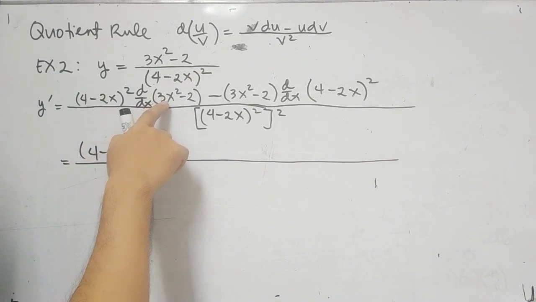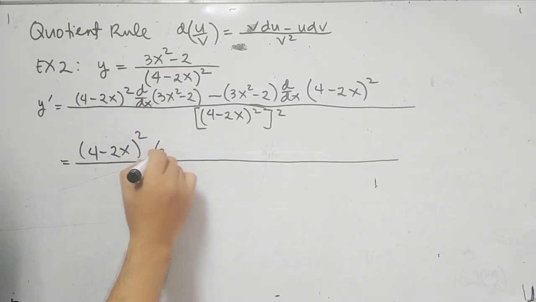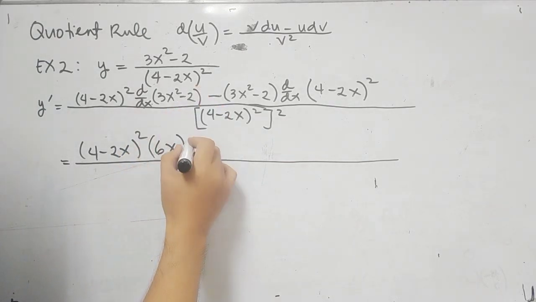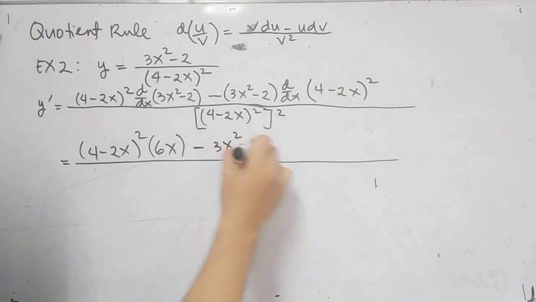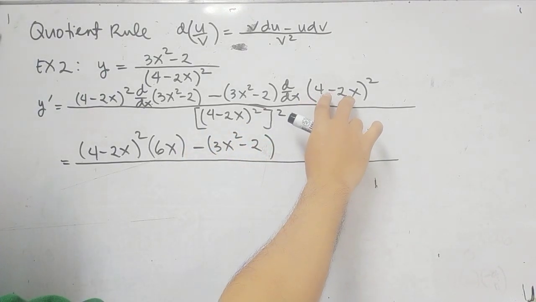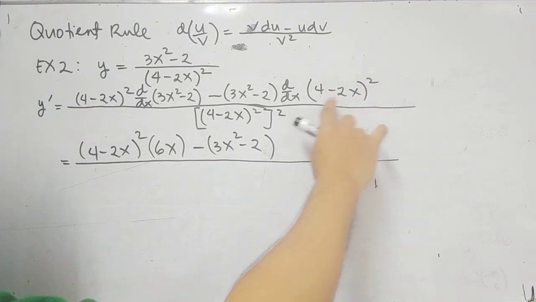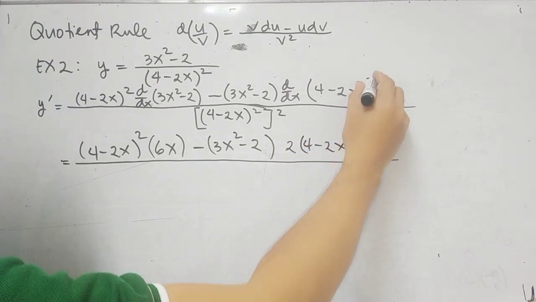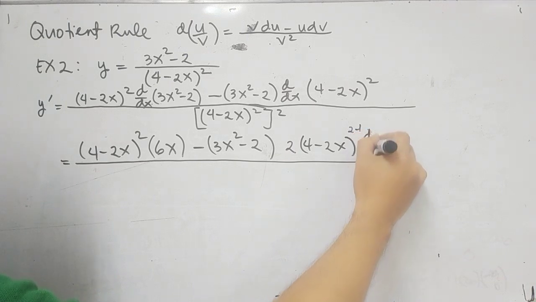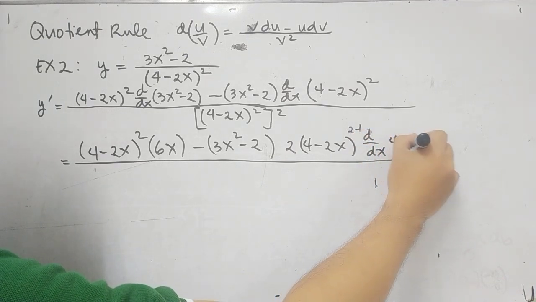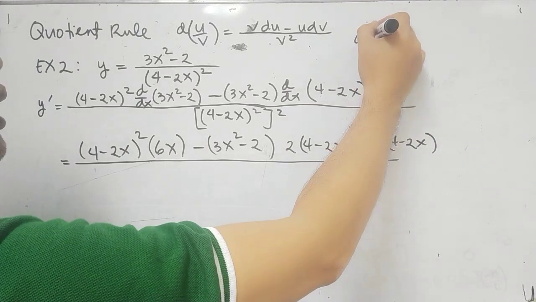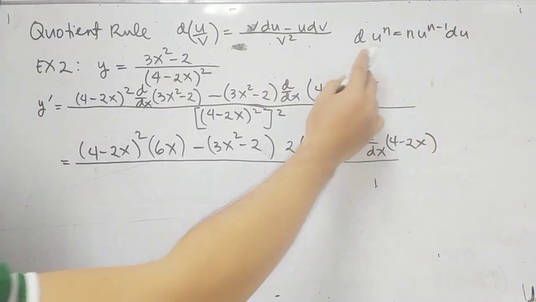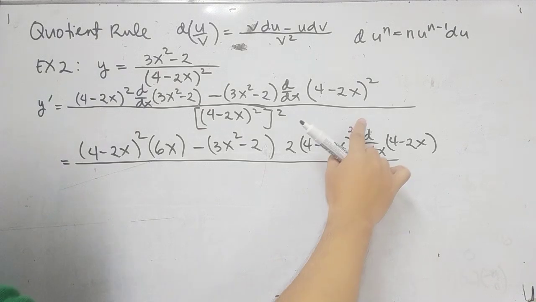And then the derivative of 3x squared, that is equivalent to 6x. Derivative of 2 equals 0. So we will just write 6x minus 3x squared minus 2. And then this one, this is derivative of u to the n. So we'll write first 2, and then 4 minus 2x, n minus 1, that is 2 minus 1, times the derivative of 4 minus 2x. Remember again, the derivative of u to the n equals n u to the n minus 1 du. This is the formula that we have followed for this particular problem.